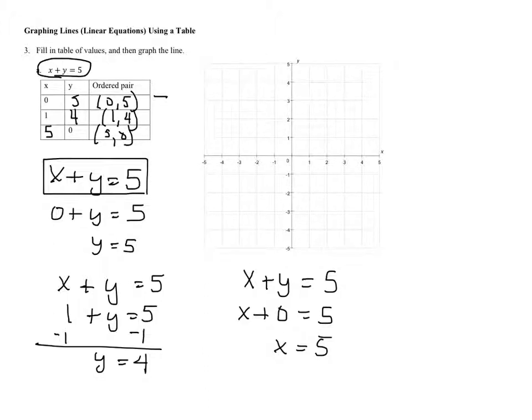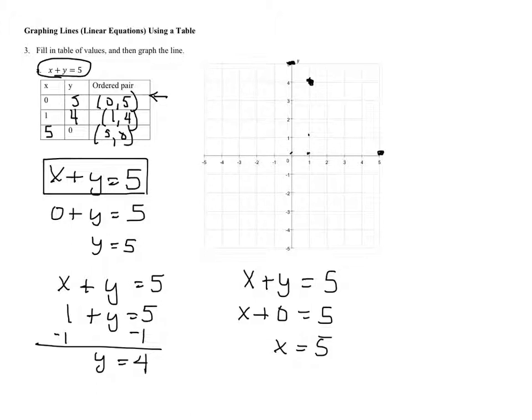0, comma 5 is the one that we're going to do first. That means I don't go anywhere on the x-axis, but I'm going to go up 5 on the y. There it is. 1, 4 means I go right 1 on the x-axis, and then I'm going to go up 4. 1, 2, 3, 4. There it is. And then last but not least, 5, 0. I'm going to go 5 over on the x-axis, and I'm not moving on the y.